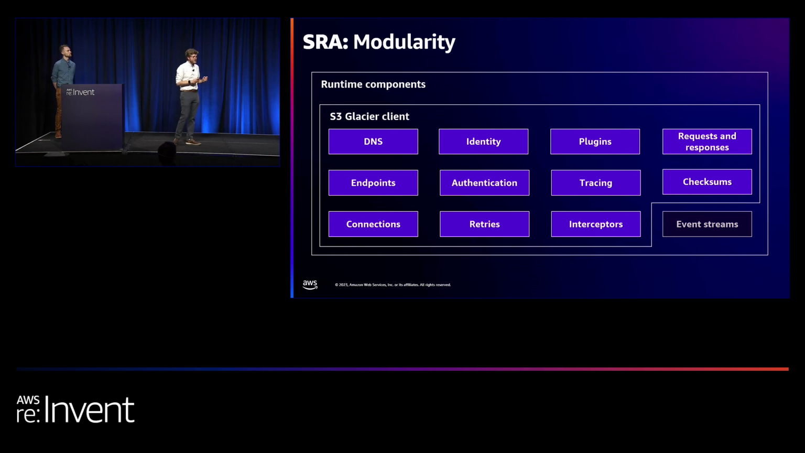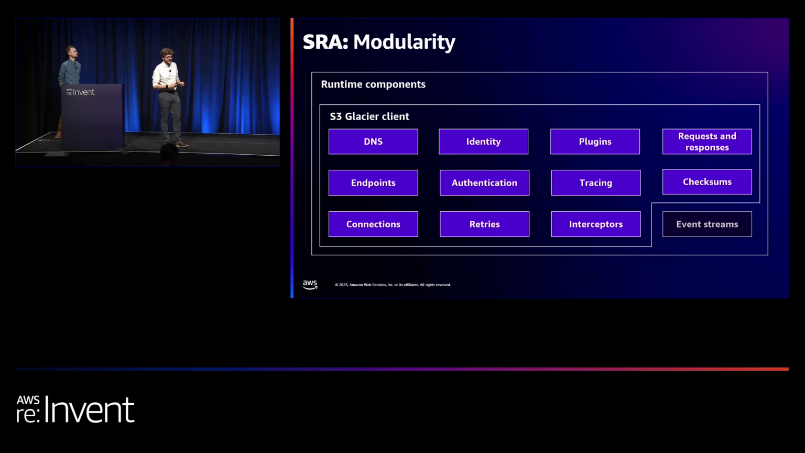However, that's not the only benefit of this modular architecture. Each of these runtime components are individually configurable. And you can also even swap out runtime components for custom implementations. What this means is both AWS services and you, the customers, can implement custom behavior. For example, an AWS service might customize the way in which we perform endpoint resolution, or you, the user, might customize the way in which you want your SDKs to perform retries by providing your own custom implementation of these modules.